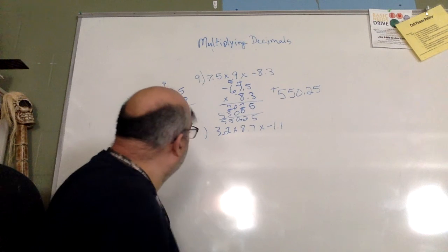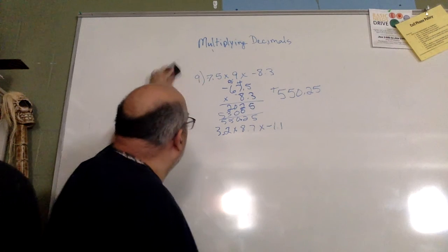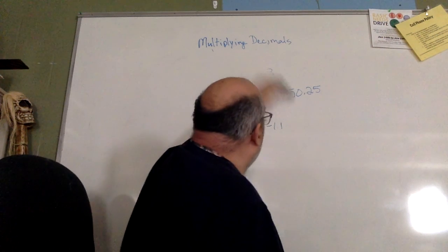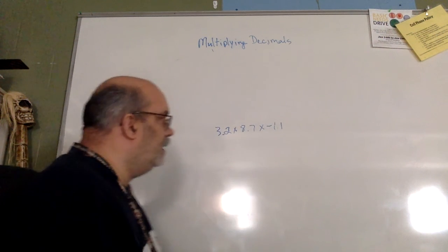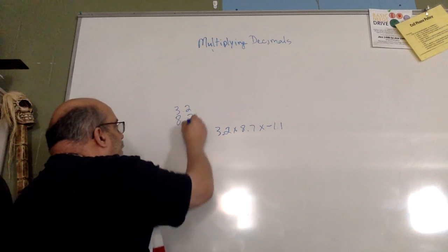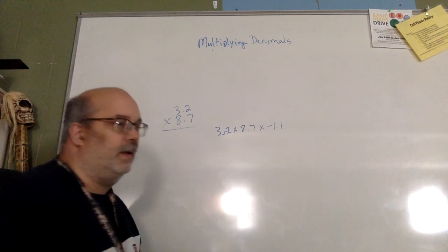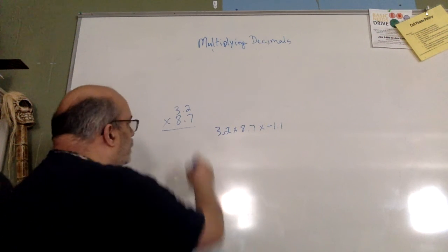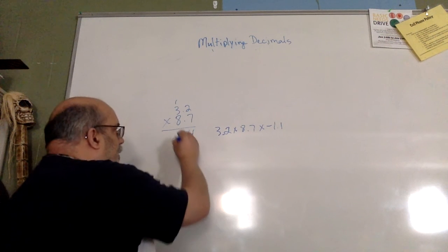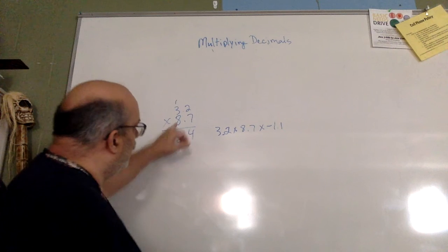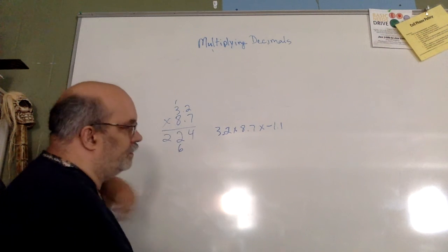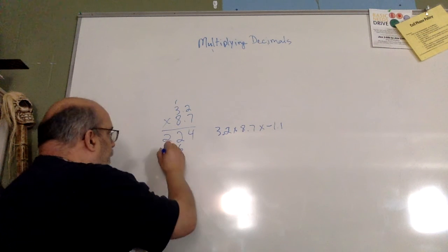Last problem. Giving myself plenty of room. 3.2, 8.7. We're going to multiply. We've got them lined up. 7 times 2 is 14, carry the 1. 7 times 3 is 21, plus 1 is 22. 8 times 2, 16, carry the 1. 8 times 3, 24, plus 1, 25.